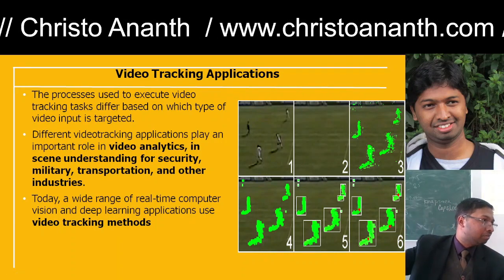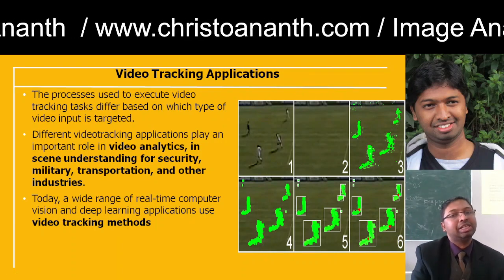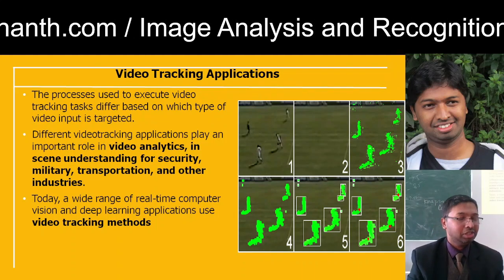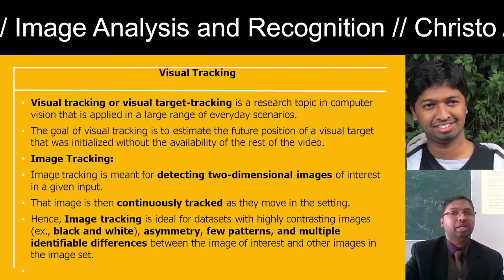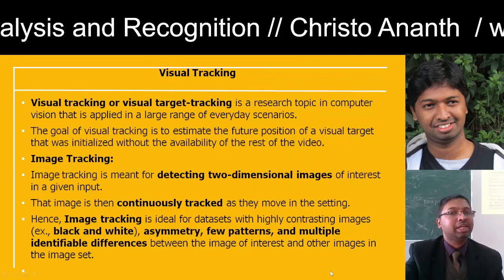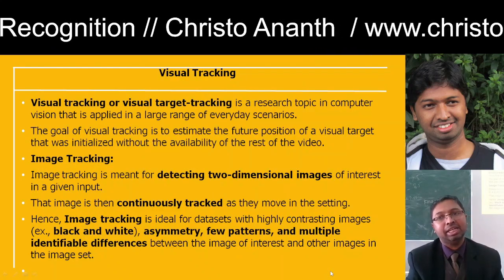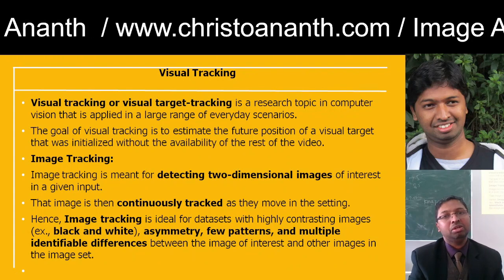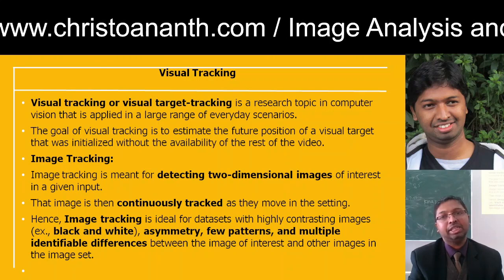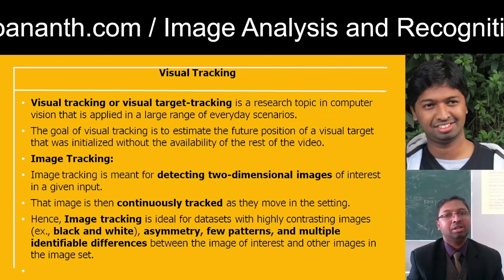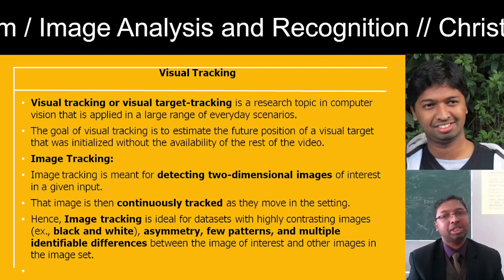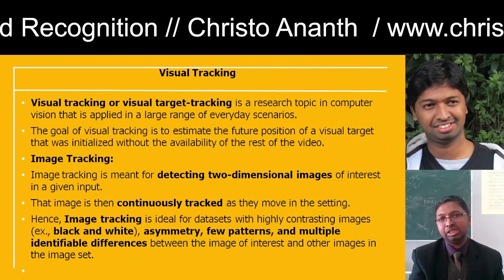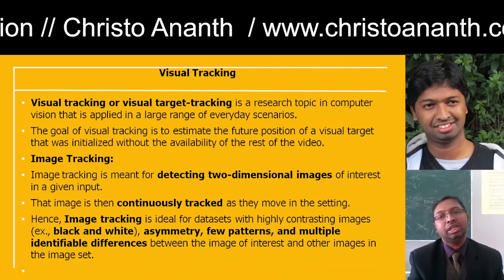And in the case of governments, when you deal with military, transportation, or maybe industries as well, you can go with several video tracking methods. Then you'll go with visual tracking, or visual target tracking. That is a very important topic, especially in computer vision. You can apply it in everyday scenarios. The major objective is to estimate the future position of the visual target that was initialized, without the availability of the rest of the video.